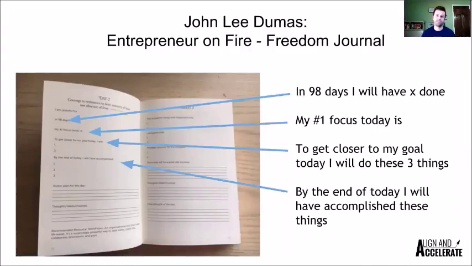Now, one other entrepreneur that I came across and studied for this course is John Lee Dumas. For those of you who don't know him, he runs a podcast called Entrepreneur on Fire, and puts out a podcast every single day. And he has this book called The Freedom Journal. This is something that's been raved about. It's considered one of the best goal-setting books out there right now.